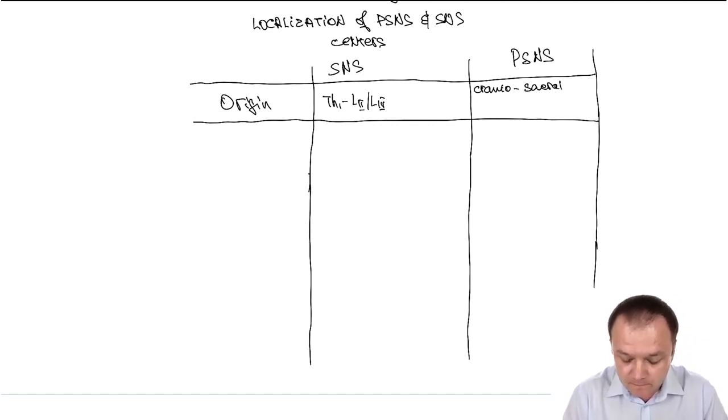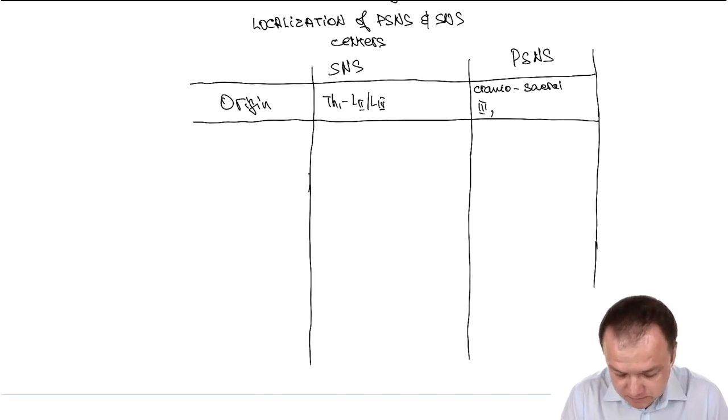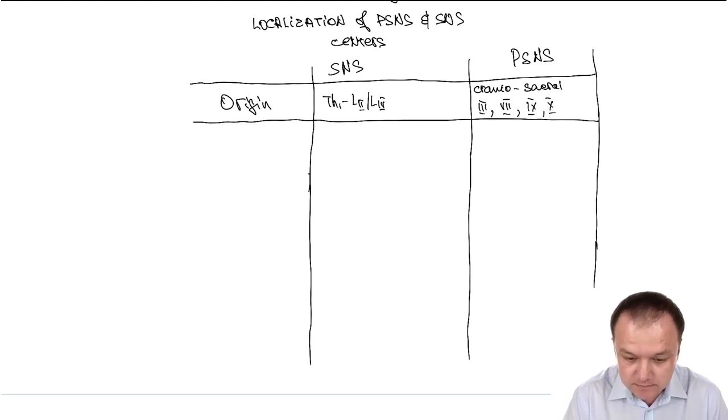Craniosacral, we have cranial nerves. Which ones? The third, oculomotor nerve. It is nerve number 7, facial nerve, glossopharyngeal nerve number 9, and nervus vagus 10.